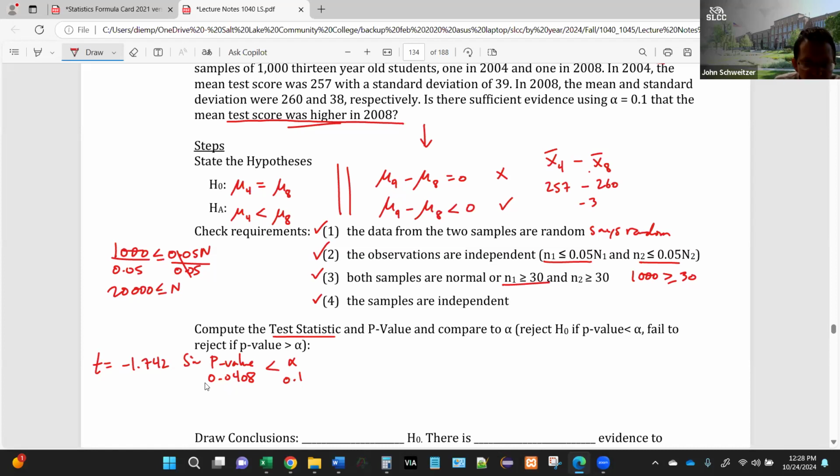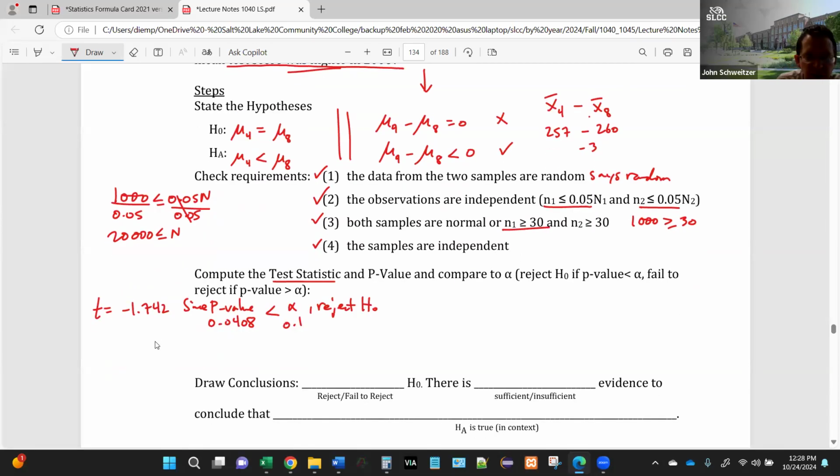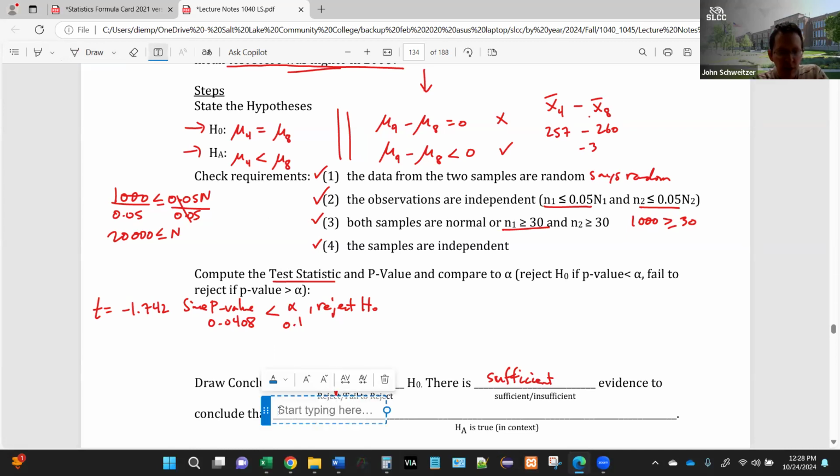Okay, so since the p-value is less than alpha, we reject the null. We're throwing that out. We're rejecting that in favor of the alternative. So in this case, when we reject the null, we are saying there is sufficient evidence to conclude that the alternative is true. Or in other words, to conclude that the mean in 2008 is higher than the mean in 2004.